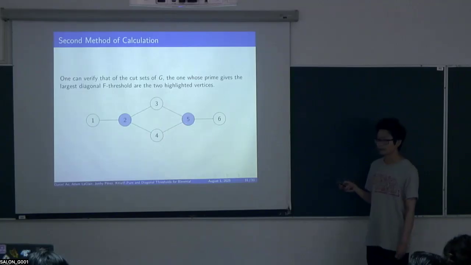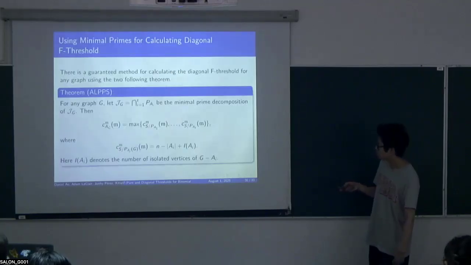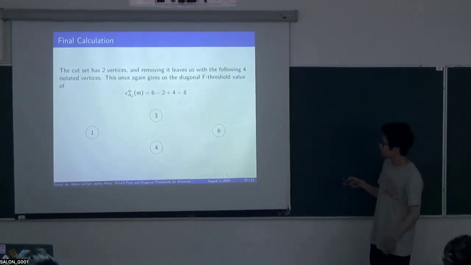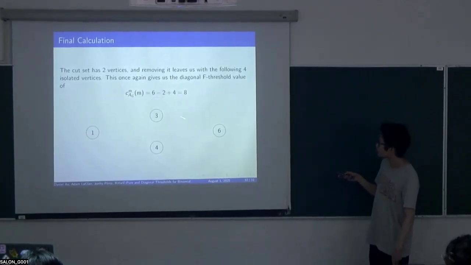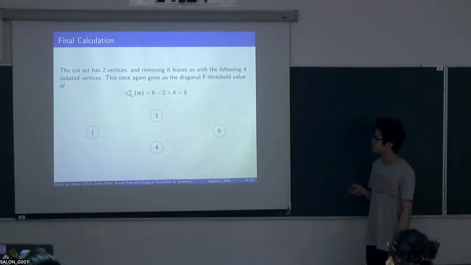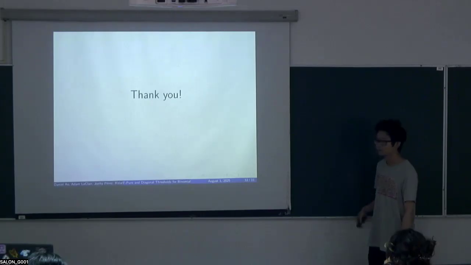To compute the diagonal F threshold for this prime, we just apply this formula from the previous slide. We have 6 vertices. The size of the cut set is 2, and when we remove 2 and 5, we're left with 4 isolated vertices. So the diagonal F threshold is going to be 6 minus 2 plus 4. And of course, this agrees with what we had before. Thank you.